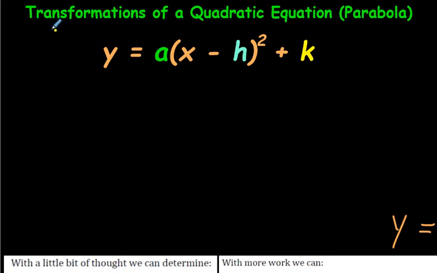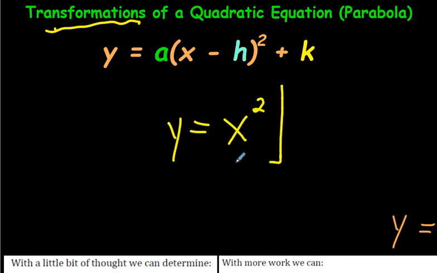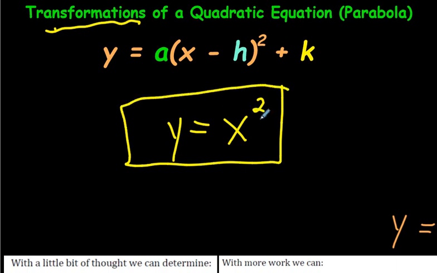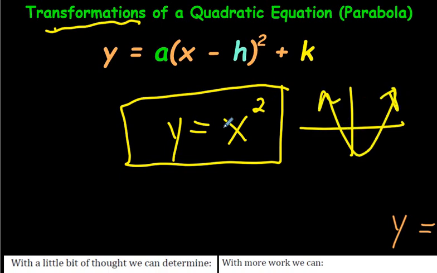So a transformation is basically, in the beginning, the initial parabola, I sometimes call this the mother of all parabolas, is just y equals x squared. And the reason why we know it's a parabola is because of this little 2 here, this little squared. When we put that there, we automatically get, when we graph it, this thing called a parabola.